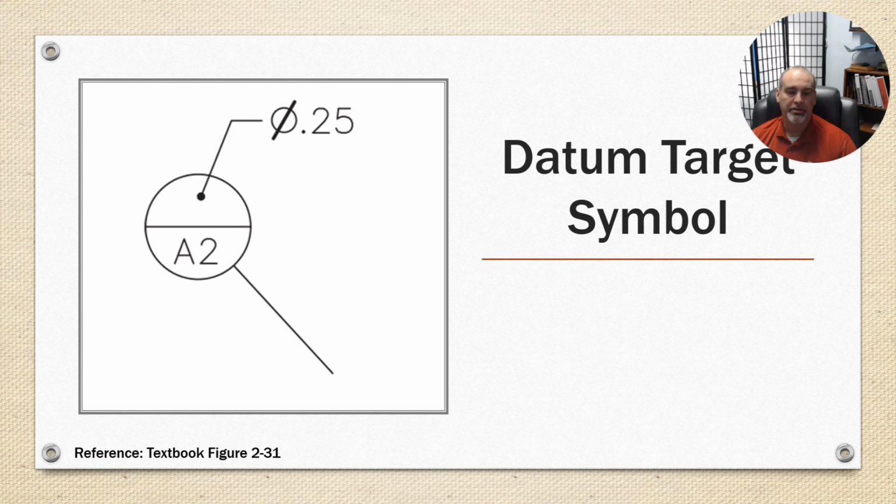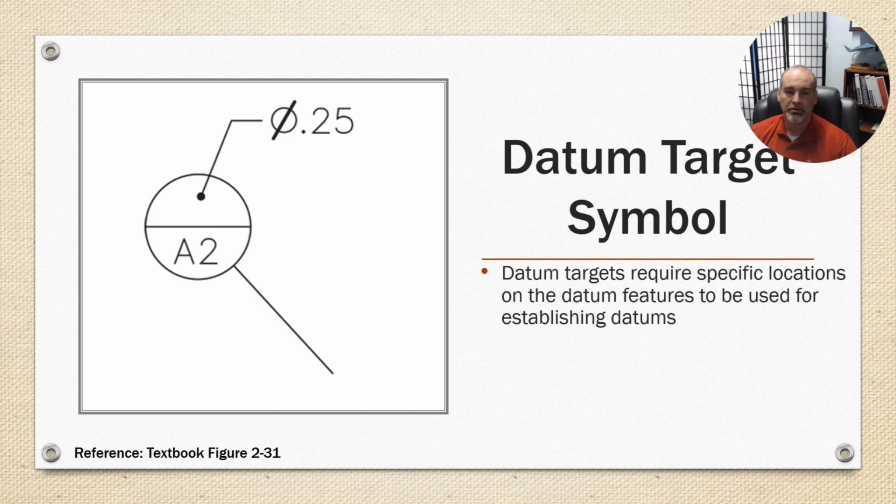And there's a thing called a datum target. This is typically used on things where maybe most of the surface is irregular, like a casting, but you have key points that you're going to use as your datum. And those might be qualified or machined, or those areas are held to a tighter tolerance. So the datum target requires specific locations on the datum features to be used for establishing datums or a simulated datum.